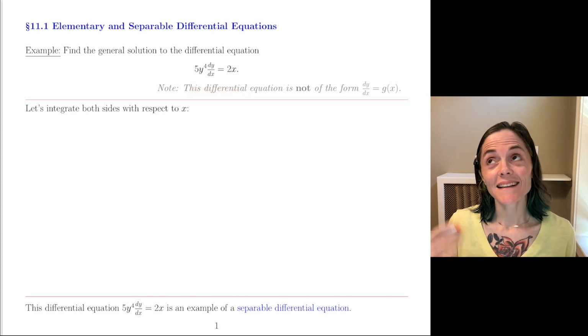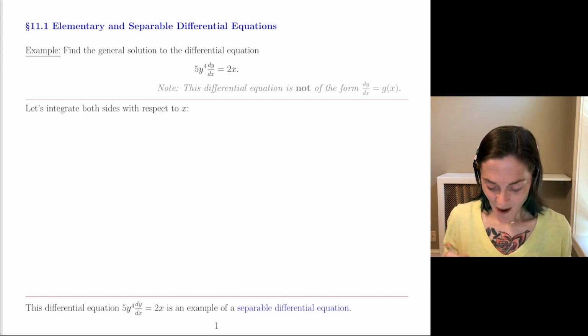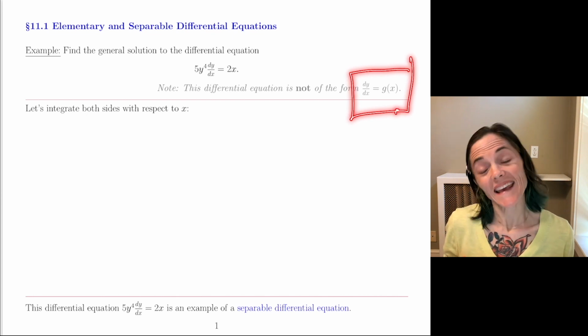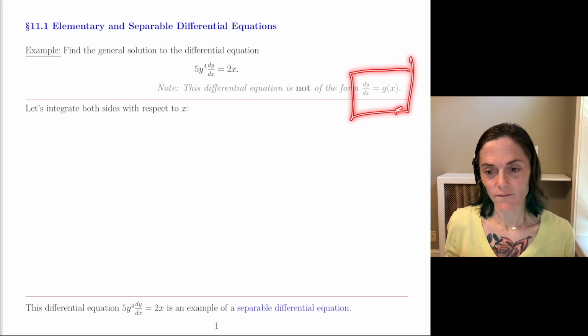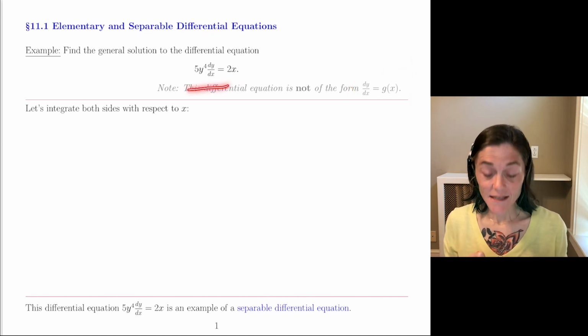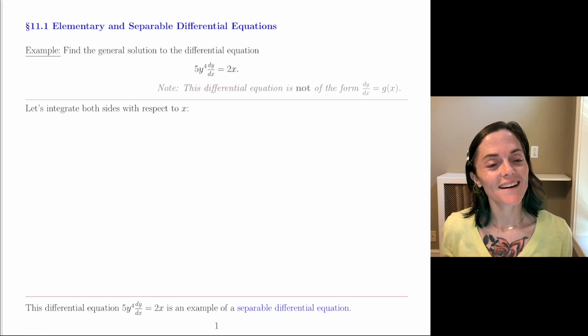Now, what we did in the last lesson was we verified solutions, and then we also solved differential equations of this form by integrating. dy/dx is some function of x. But you notice this differential equation is not of this form. We have this 5y to the fourth here.